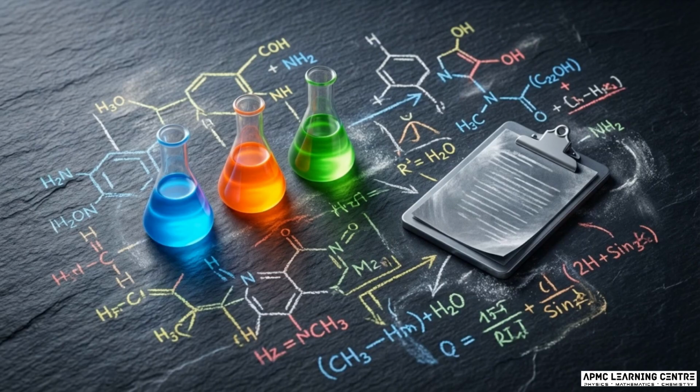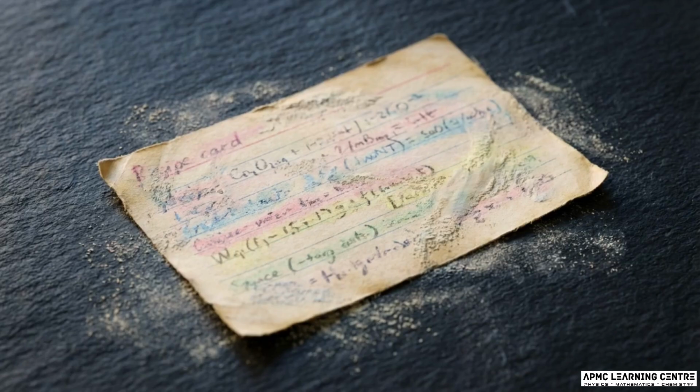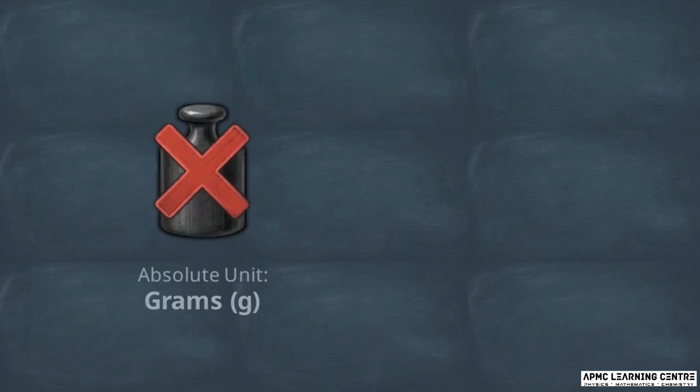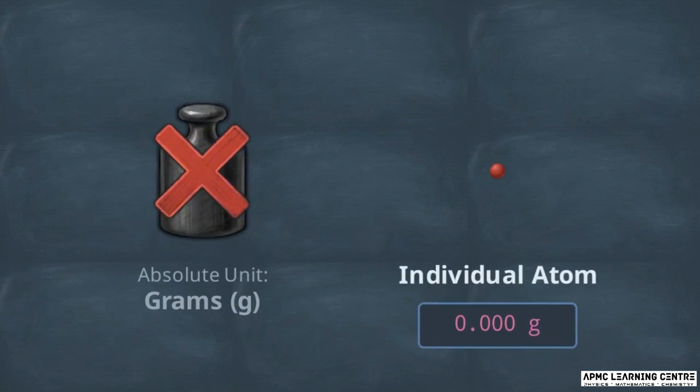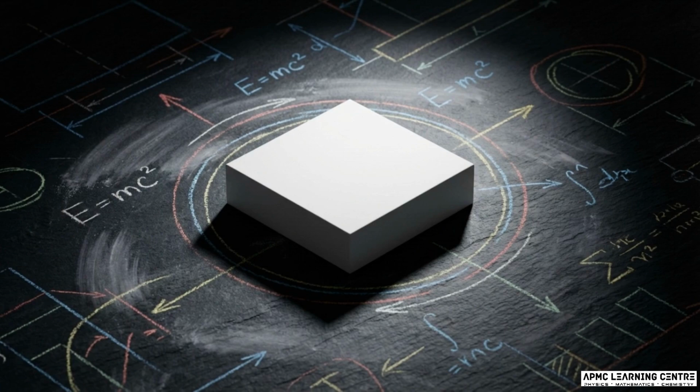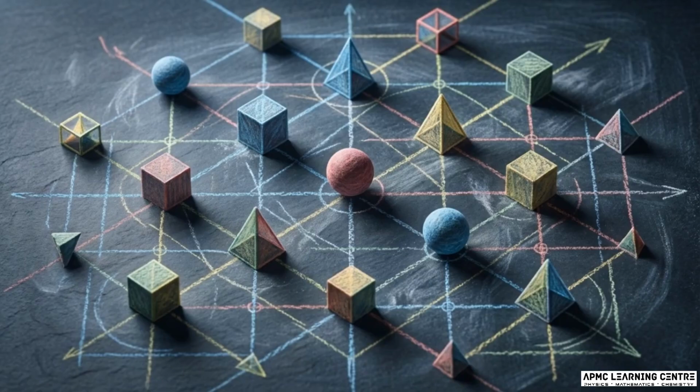To build precise chemical reactions, chemists need to know exactly how much of each ingredient they are combining. You can't follow a recipe if your measuring tools can't detect your ingredients. Because absolute units like grams are entirely useless for measuring individual atoms, scientists had to throw out the standard scale altogether. They needed a new conceptual framework to weigh the invisible.